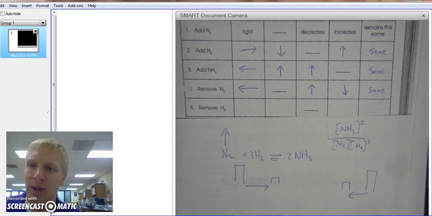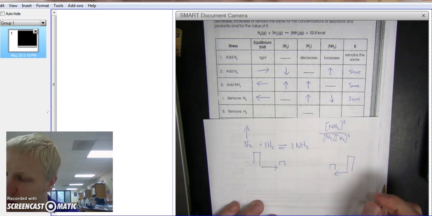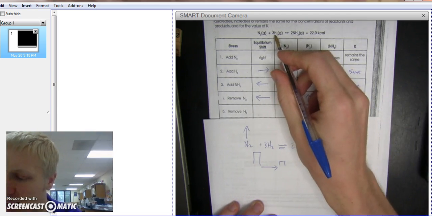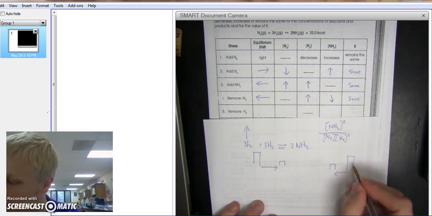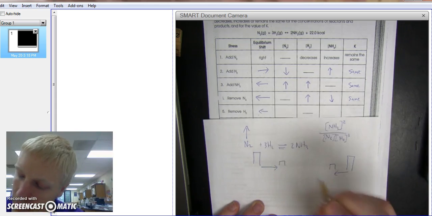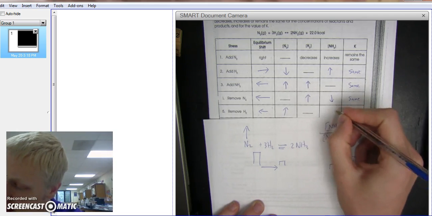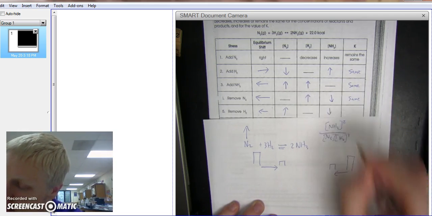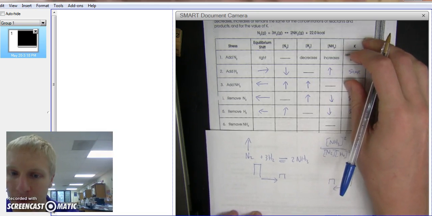I'm just going to zoom out so we can see this better. We remove H2. Same type of deal is happening. We're removing this, so we have less reactants than our products. It's going to shift to the left. And N2 is a reactant that's going to increase. NH3 is our product that's going to decrease. And equilibrium constant is the same.